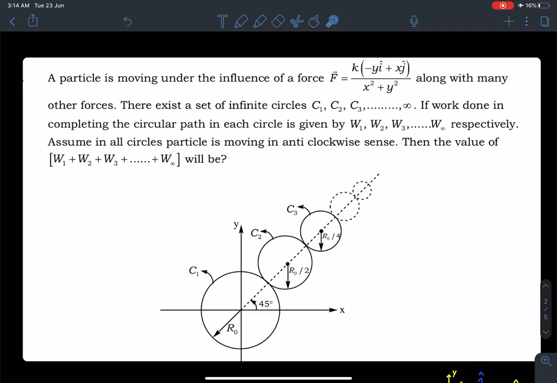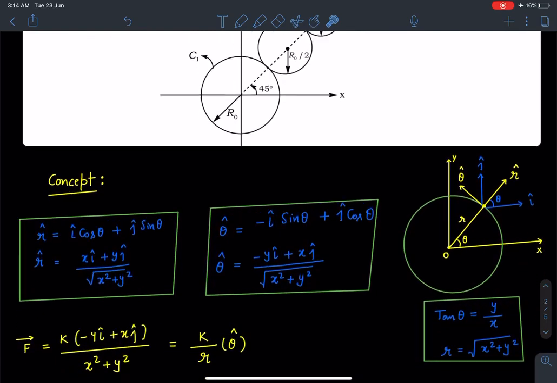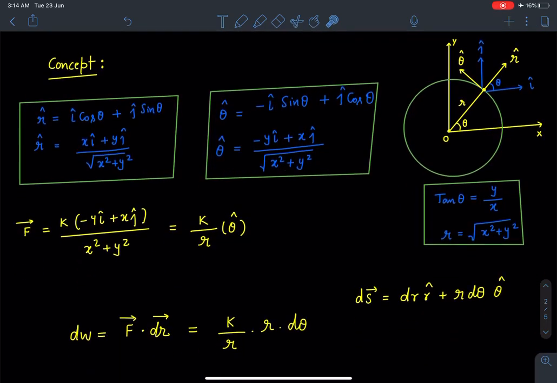Also assume in all circles the particle is moving in anti-clockwise sense. So here in all circles this particle is moving in counterclockwise sense. Then the value of W1 plus W2 plus W3 up till W infinity will be? So let's discuss the concept related to this problem.